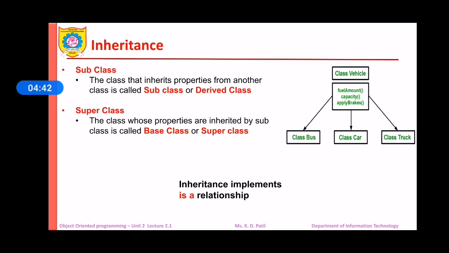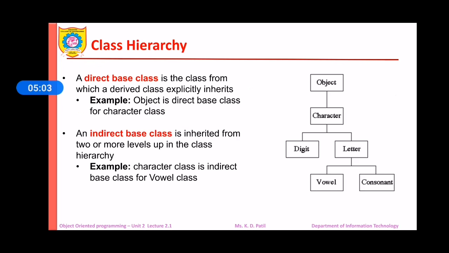Inheritance implements an is-a relationship. As you can say, a class bus is a subclass of a class vehicle, or you can say a class vehicle is the superclass of a car class. So, thus inheritance implements an is-a relationship.